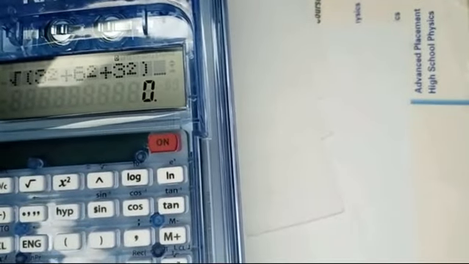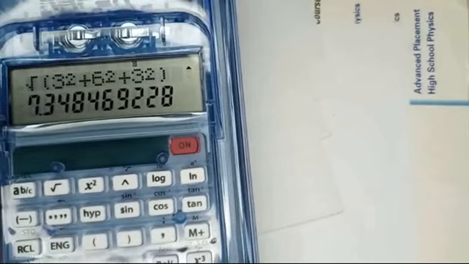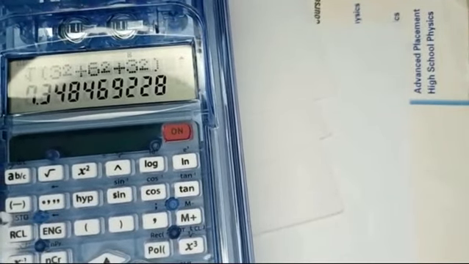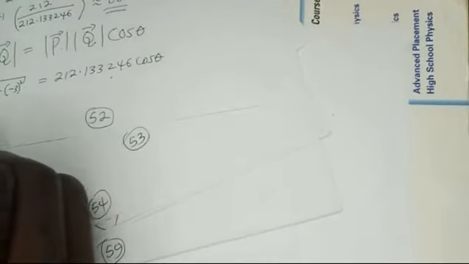Remember, ignore the negative sign when you are pressing the calculator for simplicity, because the square will cancel this negative sign. So you just press square root open bracket 3 squared plus 6 squared plus 3 squared again, close bracket. It will appear like this on your calculator as you see that. Now press the equality sign. Look at what you have. Approximate it to 3 decimal places. So you have 7.348. Next, your cos theta is this one divided by this.